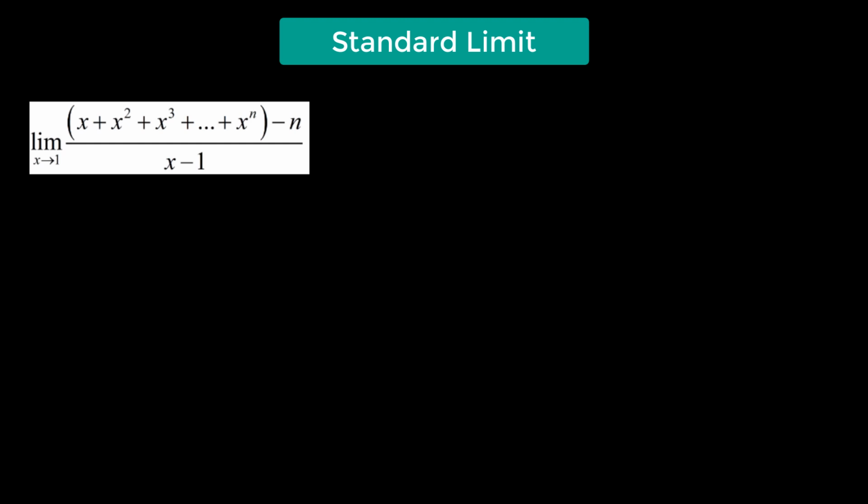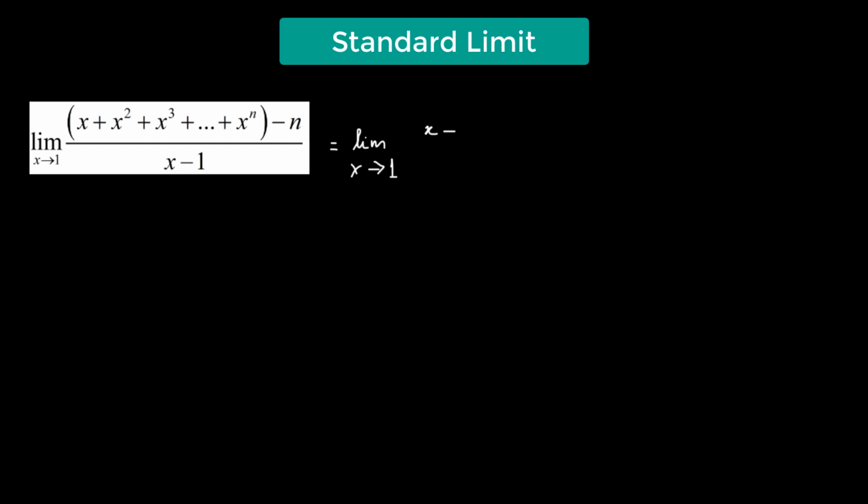So here we have a function whose limiting value we need to determine when x approaches 1. We are going to get the 0 over 0 indeterminate form, so we'll have to do a little bit of manipulation here. Let us rewrite the numerator. So we have limit x approaching 1.